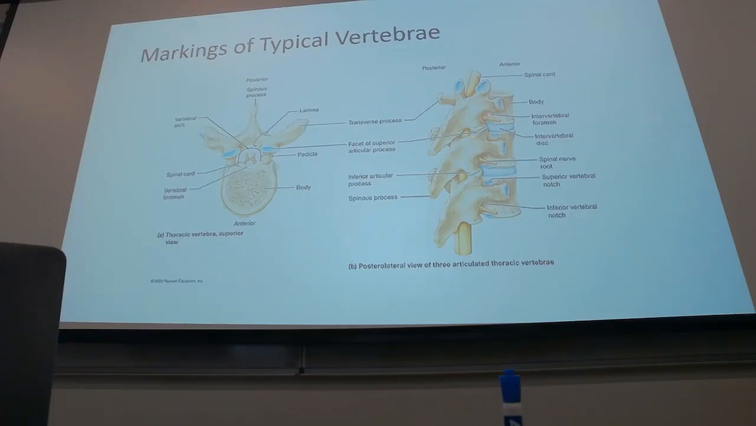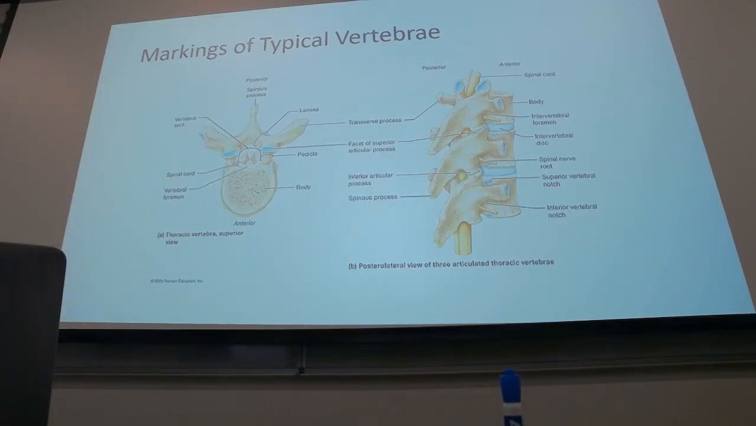So by this articulation. And then in between these two vertebrae, you have a foramen that allows the exit of these spinal nerves. This is the intervertebral foramen. And then between the vertebrae body, you have this disc. This is the intervertebral disc.